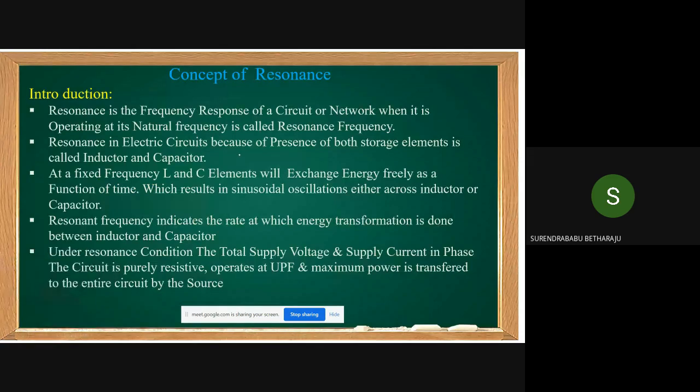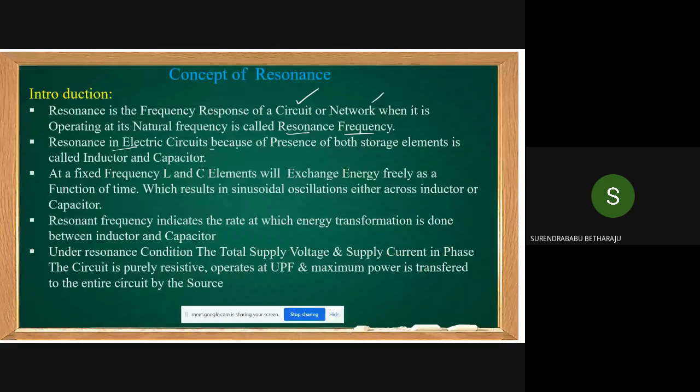Yes, friends, first here I'm giving some introduction. Please concentrate, everybody. This is one important concept for any competitive exam, either GATE or ESE, for any PSUs also. From network theory, this is one important topic. Resonance is the frequency response of a circuit or network when it is operating at its natural frequency, called resonance frequency. If any circuit is operating at natural frequency, that frequency is treated as a resonance frequency.